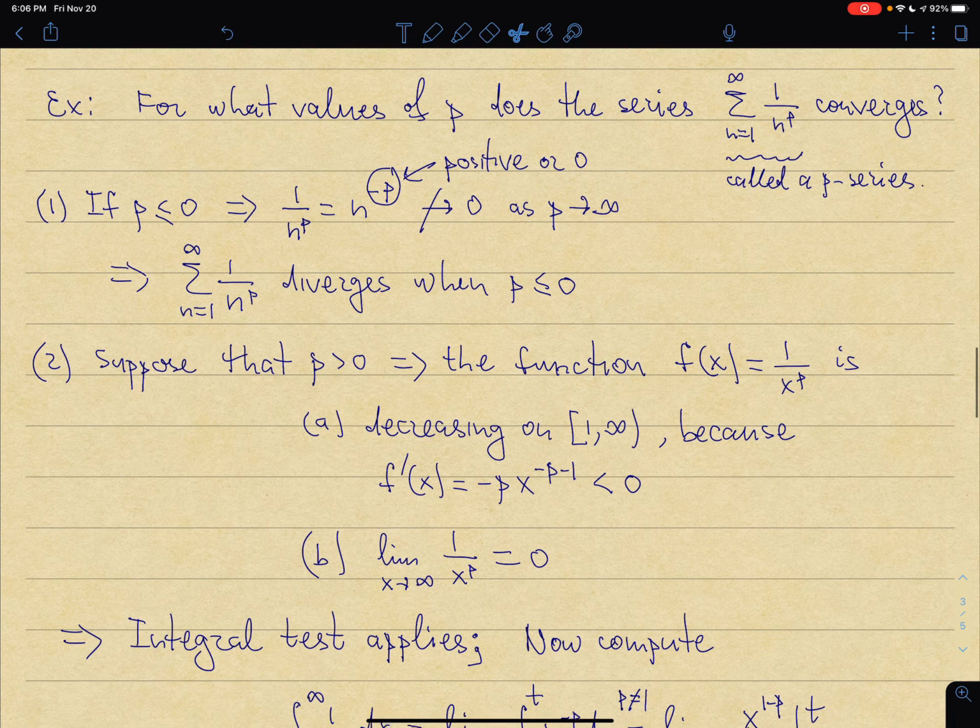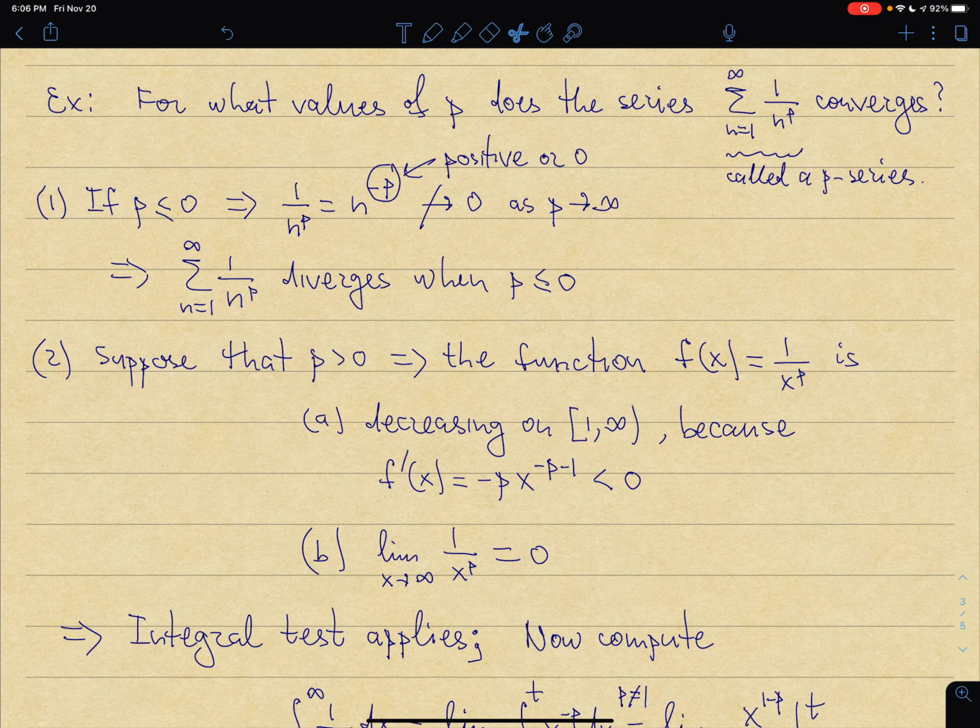All right, and so now let's do a couple of examples of the integral test. So we now know that the series of 1 over n squared converges. The series of 1 over n diverges. What about the series of 1 over n to the power p, where p is any constant number? A series like that, by the way, is called a p-series.